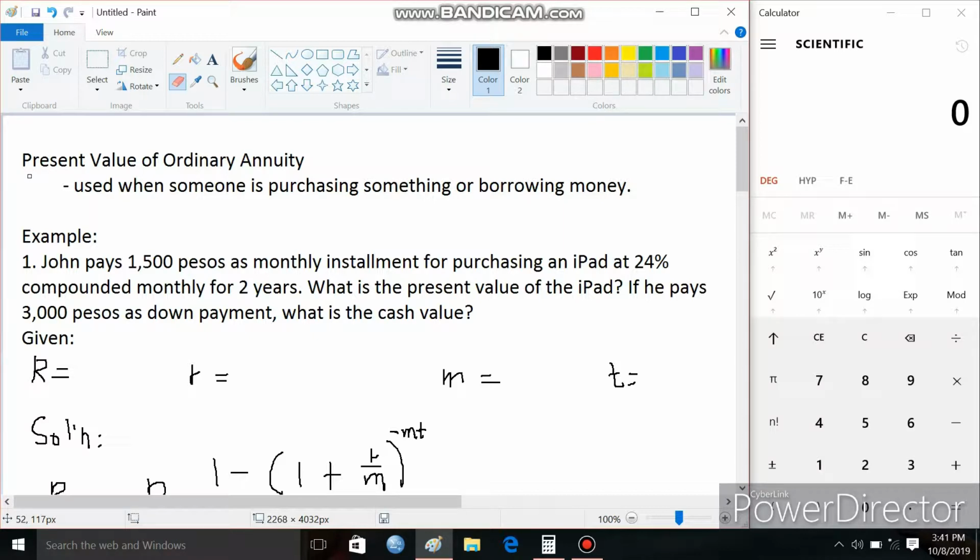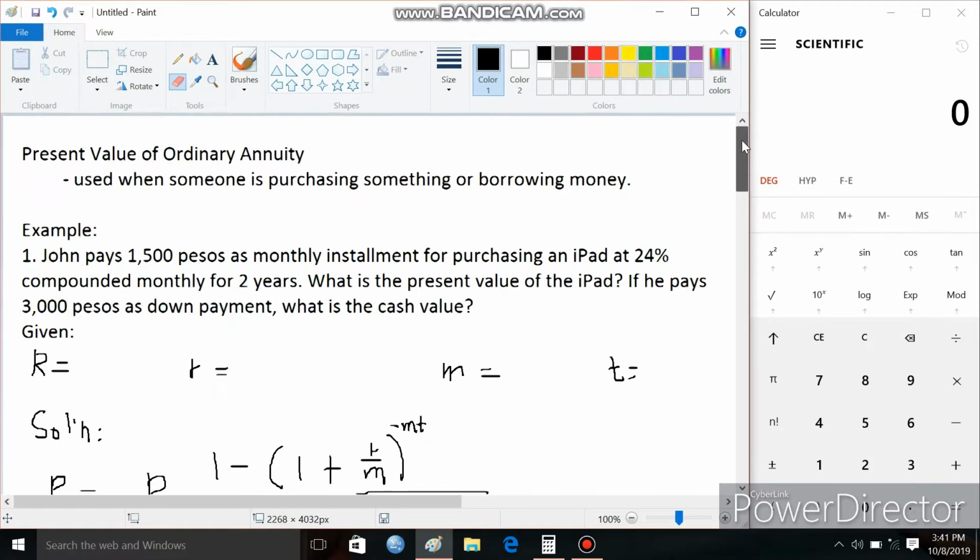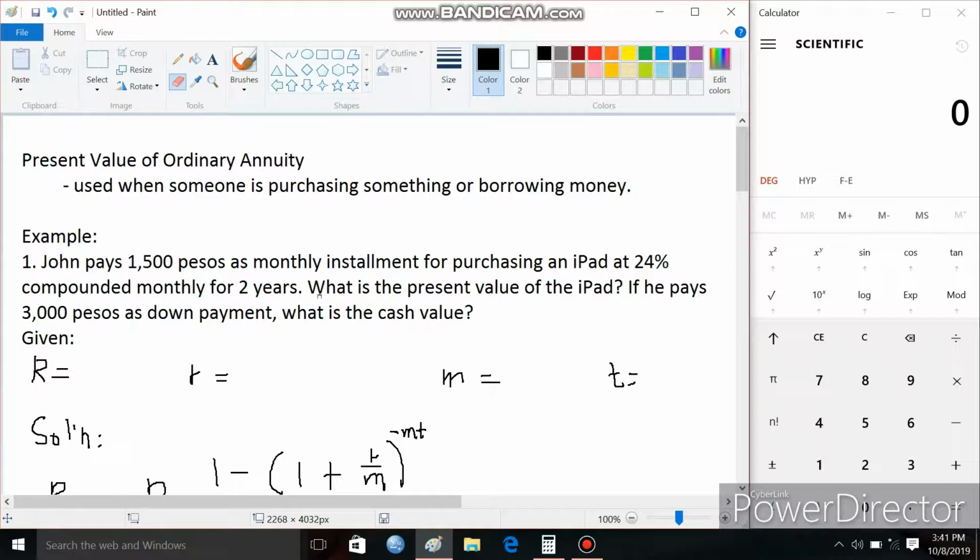So, when can we use this concept? Present value can be used whenever someone is purchasing something like an iPad, appliances, or gadgets. If someone is borrowing money, that is also a concept related to the present value of ordinary annuity. To solve this, we have here an example.